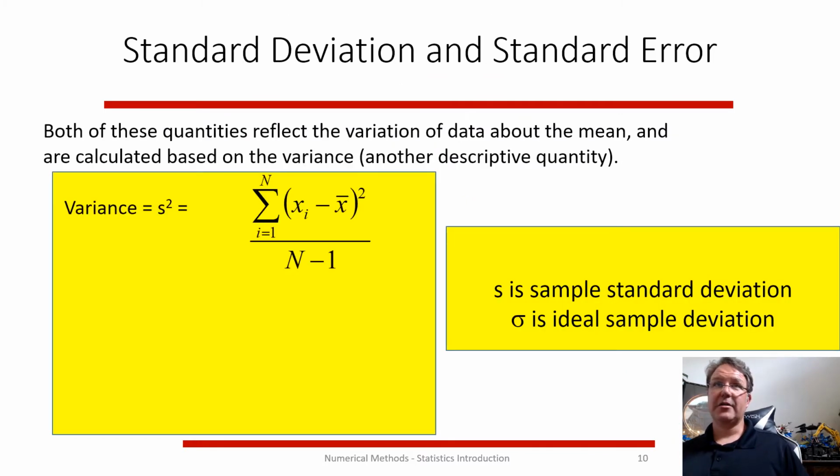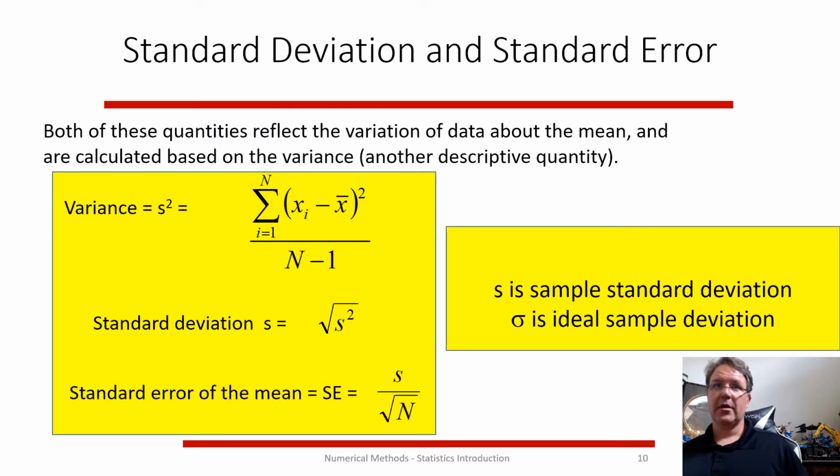So for standard deviation, you get your average value, the mean value, and you go through all of your actual measurement values to get the variance, dividing by n-1. So if you have 100 students, you divide by 99. Standard deviation is the square root of the variance. And the standard error of the mean is the standard deviation divided by the square root of n.